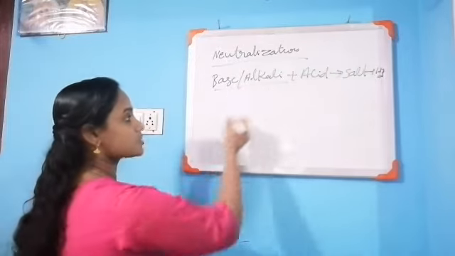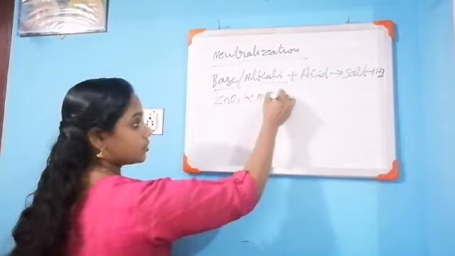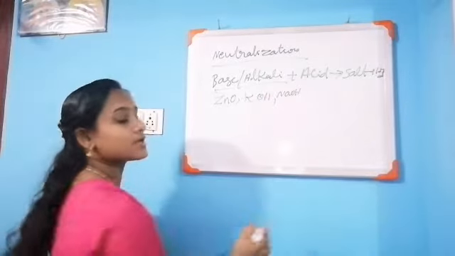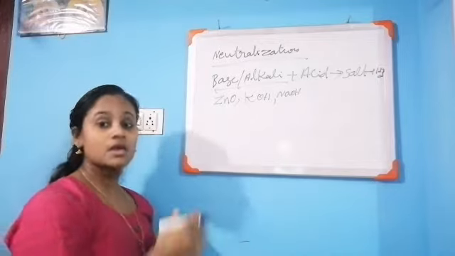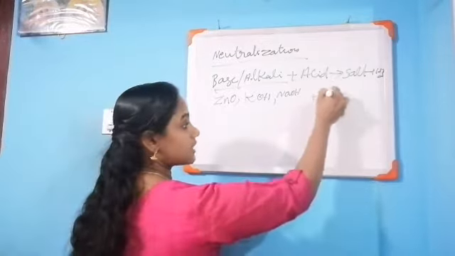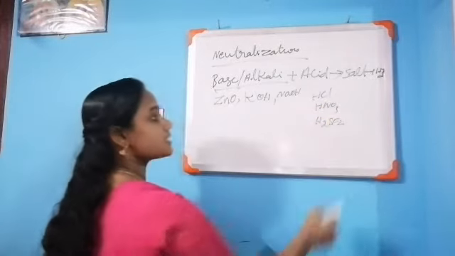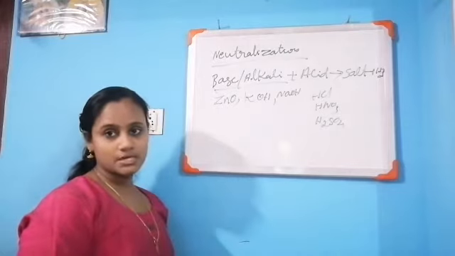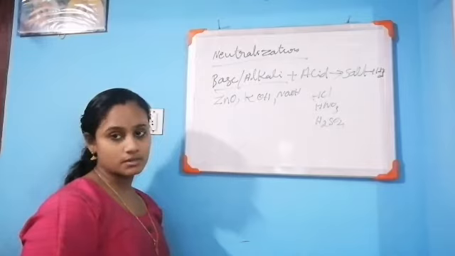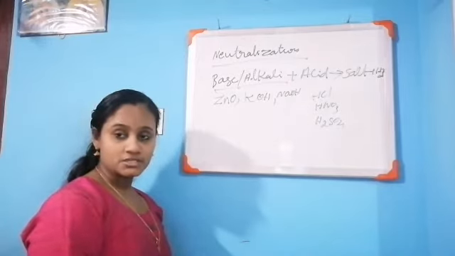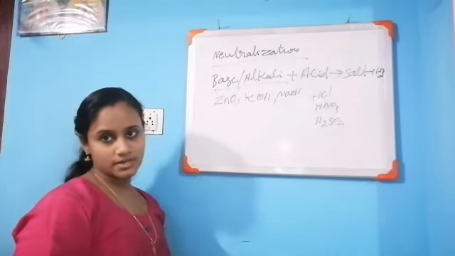Examples of base or alkali: zinc oxide, potassium hydroxide, sodium hydroxide, aluminium oxide. All these compounds are base or alkali. Examples of acids: HCl, HNO3, H2SO4. Clear, dear children? So these combine to form salt and water. After the reaction, what do we get? Salt and water. This reaction is called a neutralization reaction.